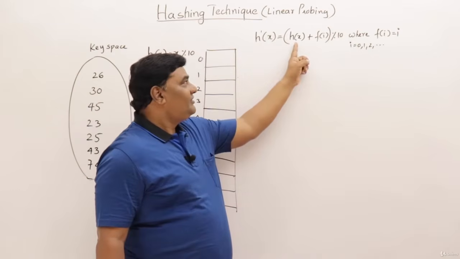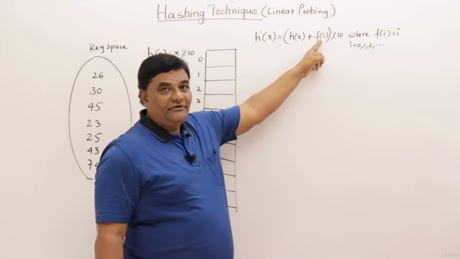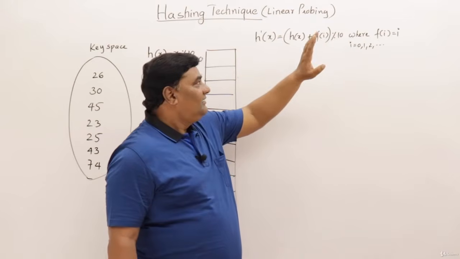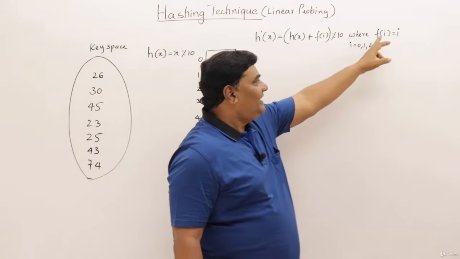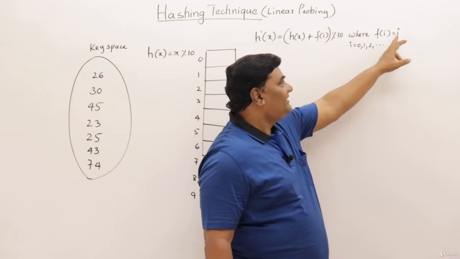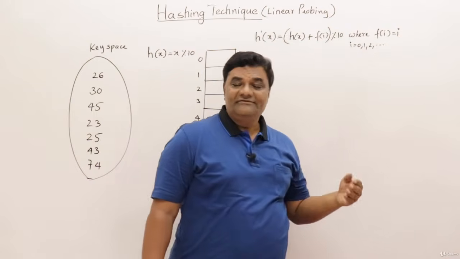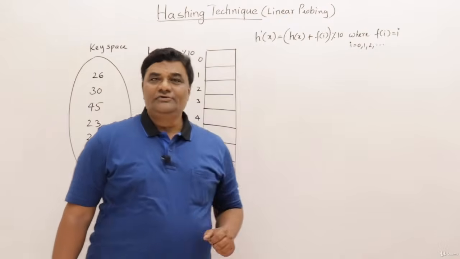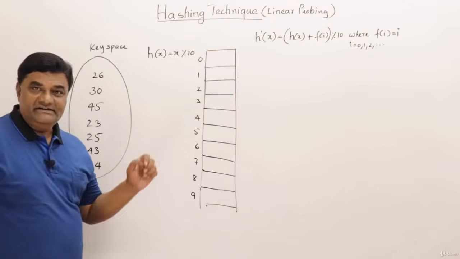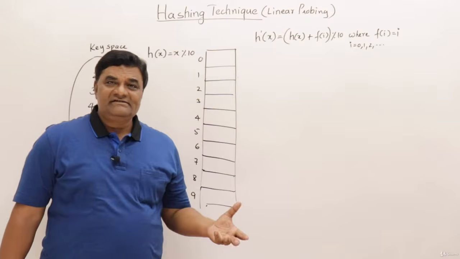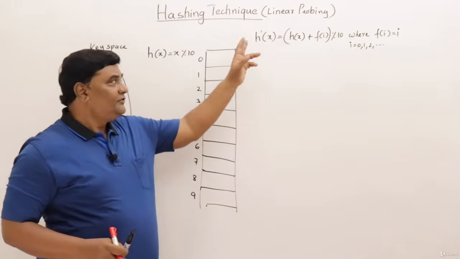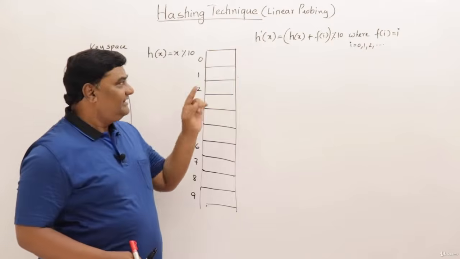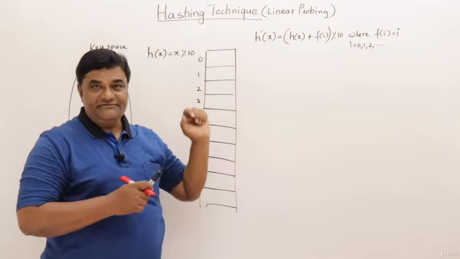That is h dash of x equals h of x plus f of i, then the result mod 10. What is f of i? f of i is equal to i. What is i? i takes the values starting from 0, 1, 2 onwards. Now I will show you how to insert these keys. The procedure is very simple. Without using that function, I will directly insert the keys, and then I'll explain how we are actually following that function.